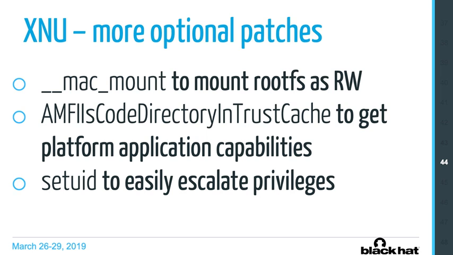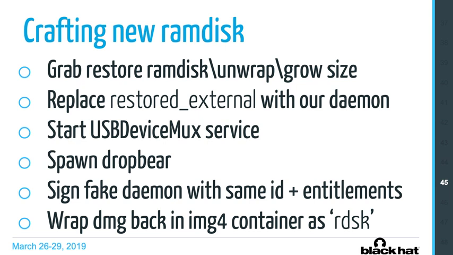Like Mac mount, to easily remount the file system to be readable and writable, or AMFI, where the code directory is in a trust cache. That's how one of the kernel extension checks whether the binary we are running is trusted or not. If it's trusted, it will automatically get platform application capabilities. So we can patch it to 1, so that any binary will be a platform application, for example. And setuid, to easily escalate privileges from user mode. But as I say, it's not really required.